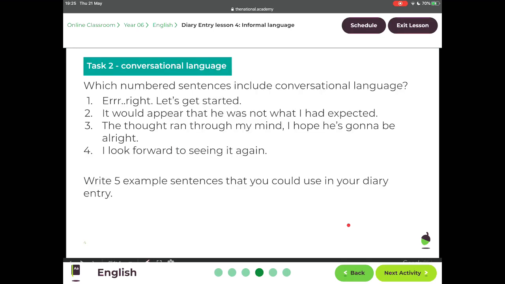Which numbered sentences include conversational language? So they would be 1 and 3. Right, and then you'd write 5 sentences of examples of conversational language.